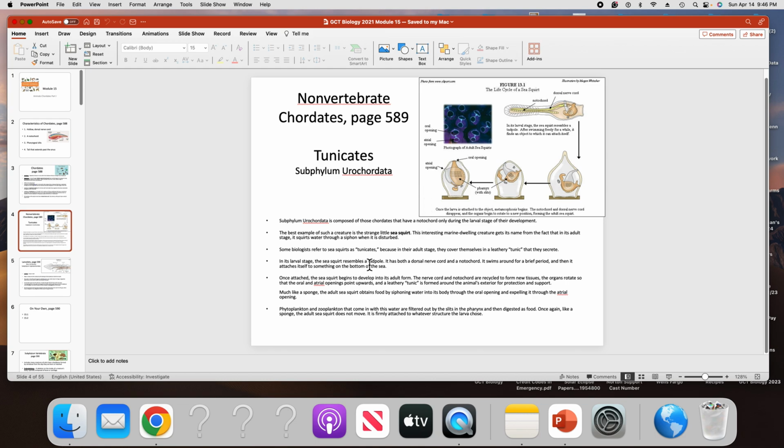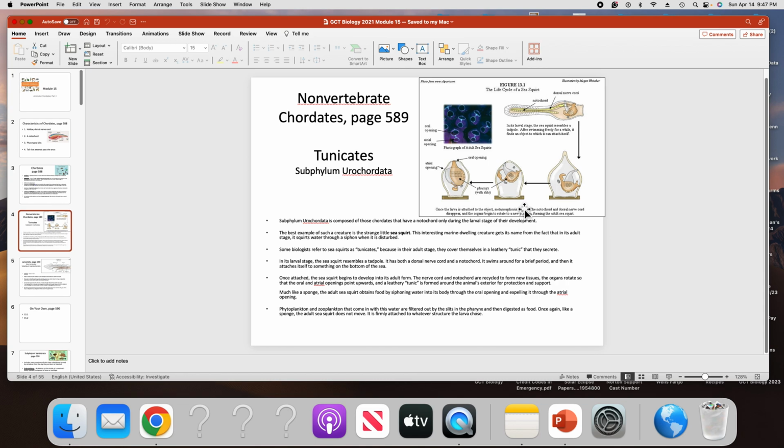Some biologists refer to sea squirts as tunicates because in their adult stage, they cover themselves with a leathery tunic that they secrete. In its larval stage, the sea squirt resembles a tadpole. It has a dorsal nerve cord and a notochord. So looking up here in the larval stage, you can see the dorsal nerve cord running here, and then the notochord running just slightly below it. It does swim around for a certain developmental period, and then it attaches itself to something on the bottom of the sea. Once it's attached, the sea squirt begins to develop into its adult form.